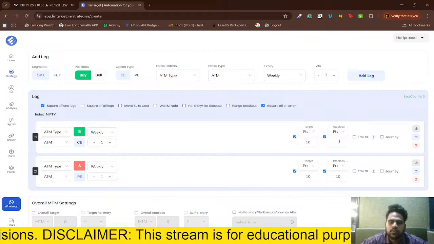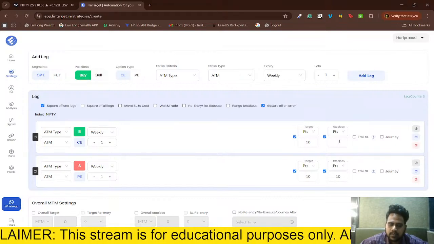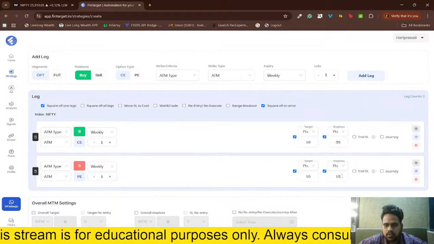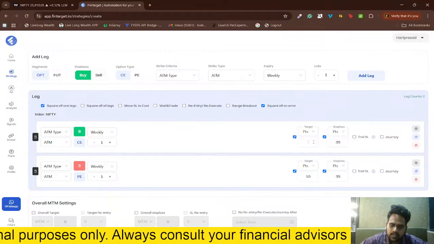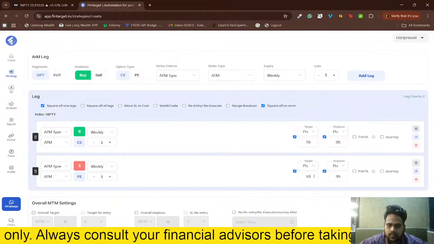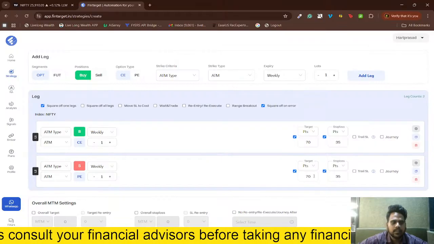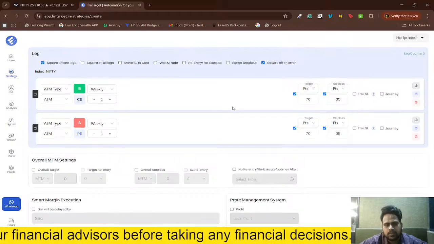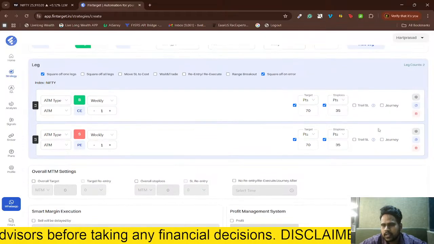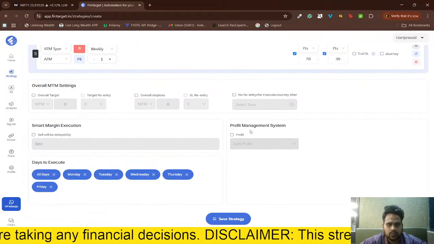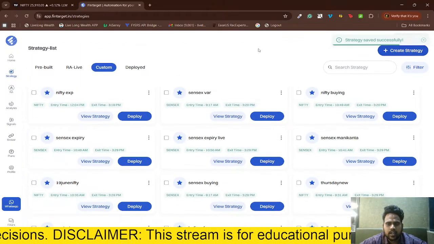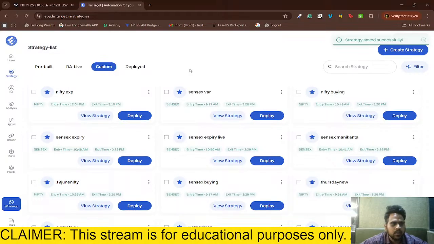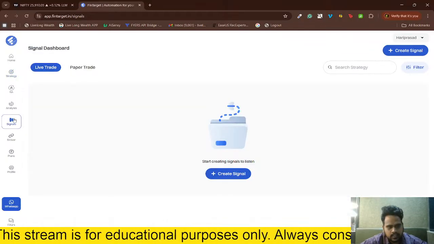As of now we will do it in this one. I'm expecting a 35 points stop loss here, and here also 35 points stop loss. The target will be 70, and here also the target will be 70. If you want, you can do re-entry too, but as of now we will not. We'll keep it very clean. The strategy is now created, so I will go for the signals.